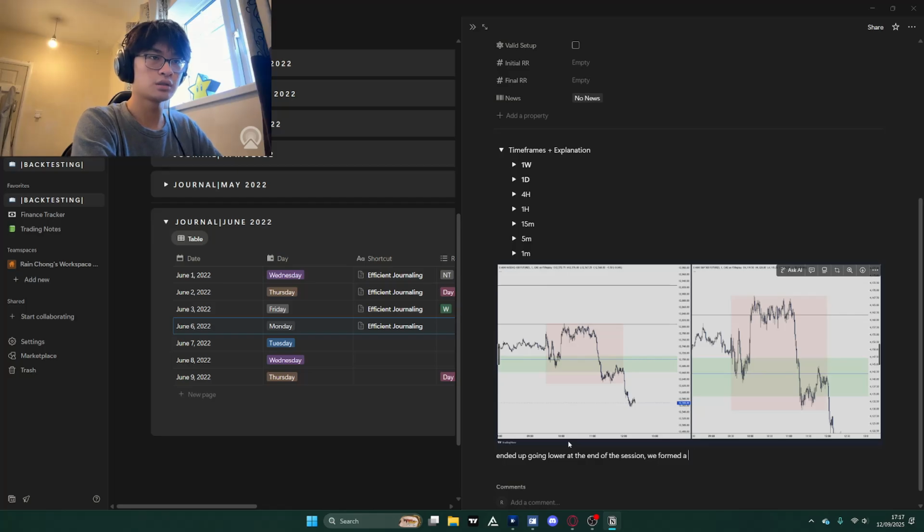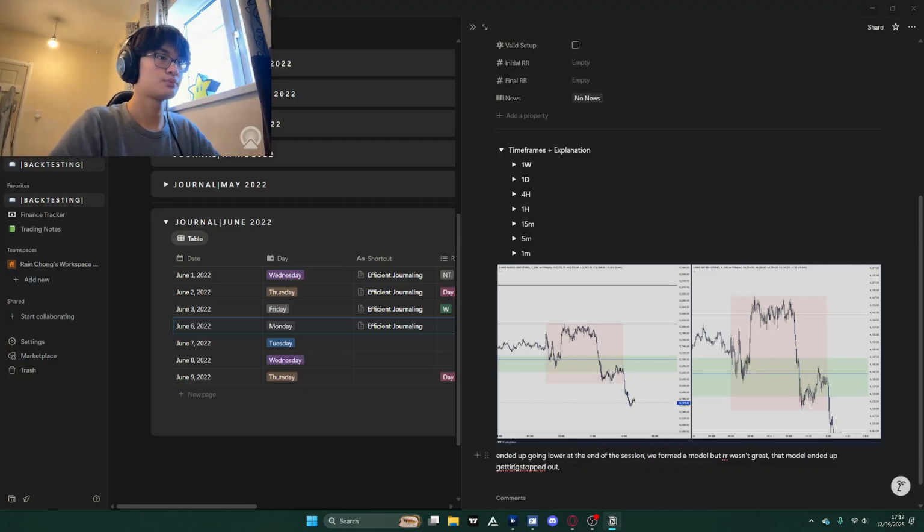Formed the model, the wasn't great. Ended up getting stopped out. That model ended up getting stopped out. That model ended up being stopped out. We ended up resweeping, and then delivering to my target.